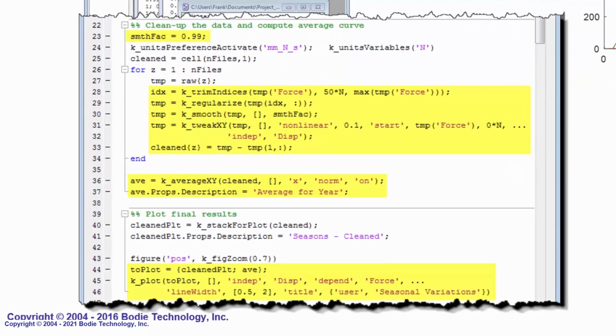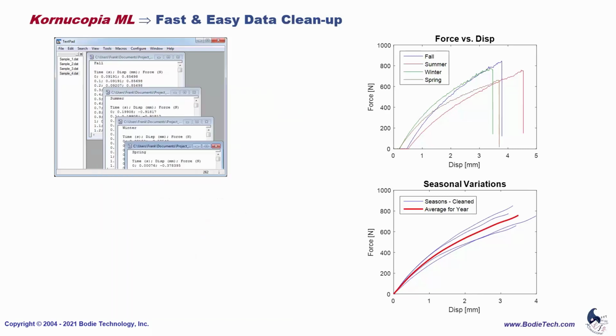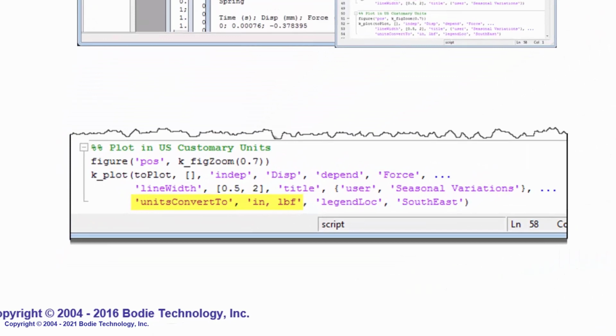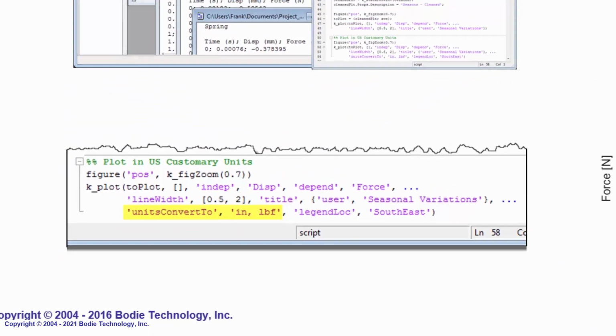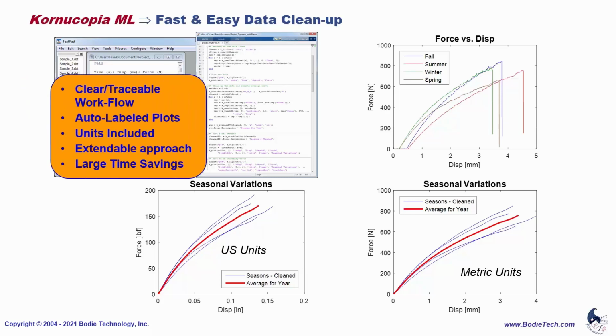Next, we need to clean up the data, so these few commands will trim the data, regularize it, smooth it to get rid of some of the noise, tweak it to extend the data, and ultimately produce an average curve. As you can see, the script is orderly and quite tight. Lastly, we maybe want to plot this in a different set of units, so Kornucopia's plotting function gives you lots of flexibility with additional options to do this. Now we have the data plotted in both metric and US customary units. The key points are we have a clear, traceable workflow that automatically labeled all the plots, including units in the analysis. This is an extendable approach that saves large amounts of time.